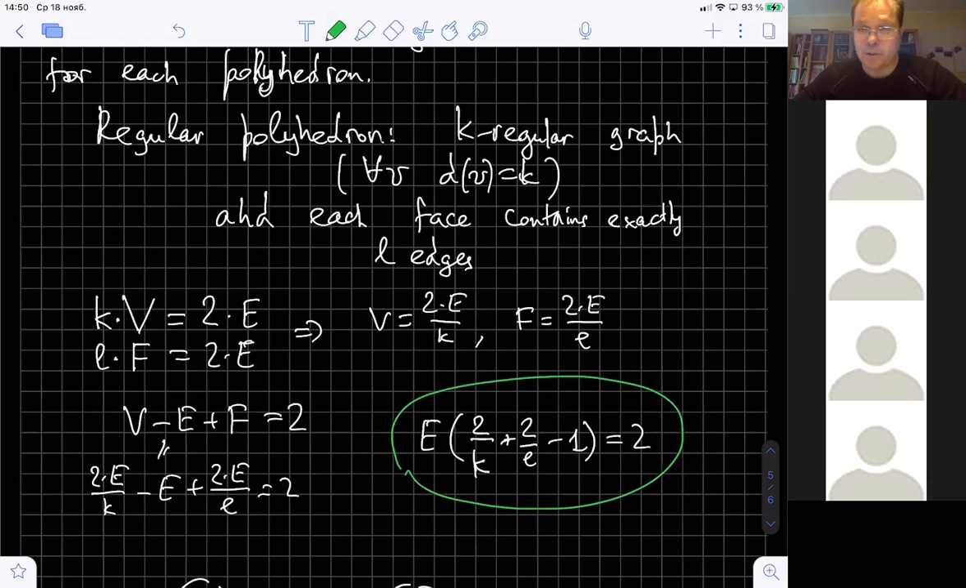But for now we cannot be sure that if we take E, k, and l such that they satisfy the equation, there exists such a regular polyhedron. We just want to find all possible k and l, and then using them, we can find all regular polyhedrons. Okay, is it clear? Is there any other question?